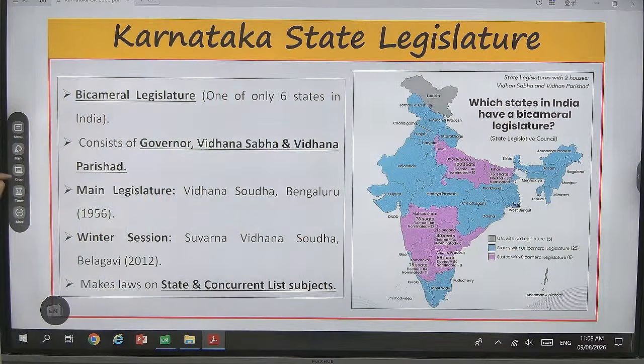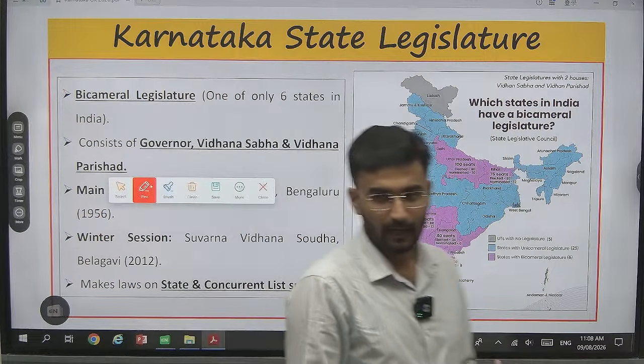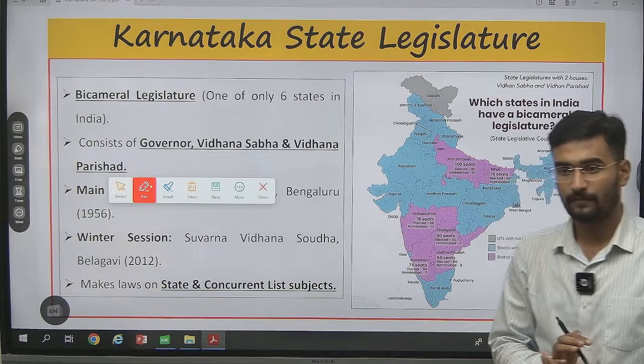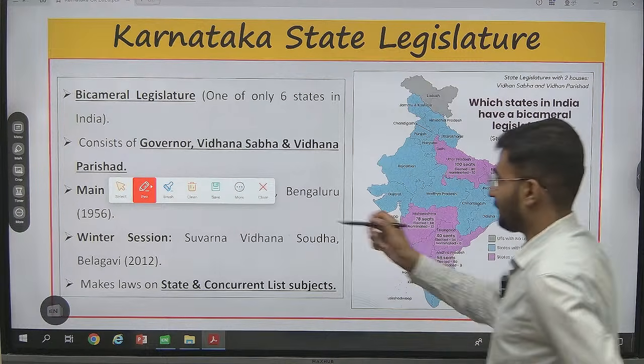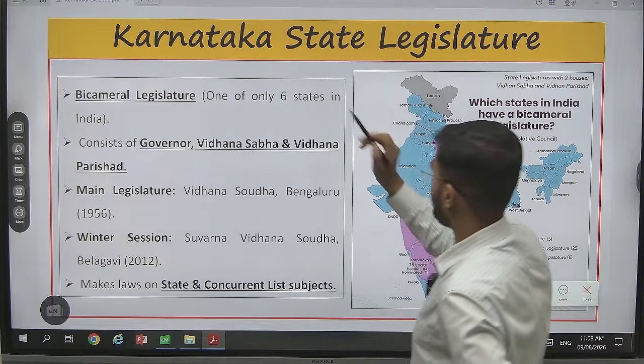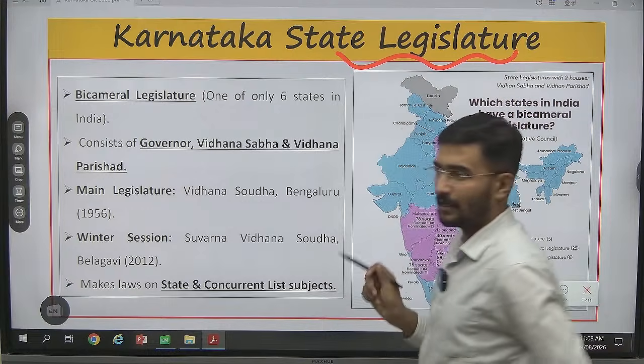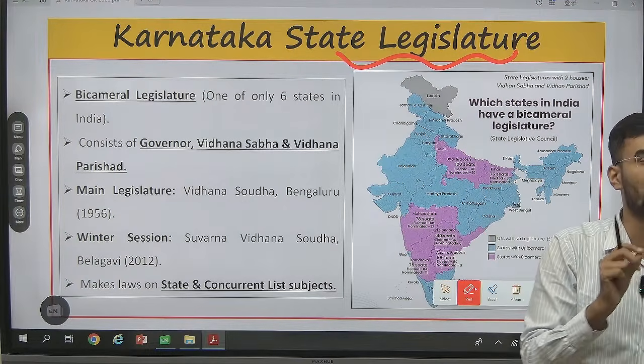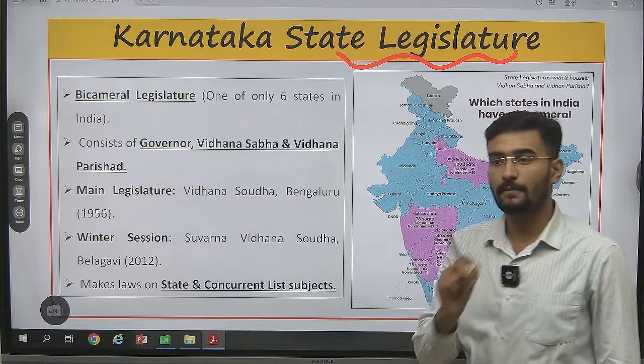The first one we call it as, if we ask how many houses are there, there are 2 houses. Now what is that 2 houses we have? One we call it as upper house and the second one, remember, Karnataka state legislature which includes 3 important bodies. Now which is that 3 important bodies?